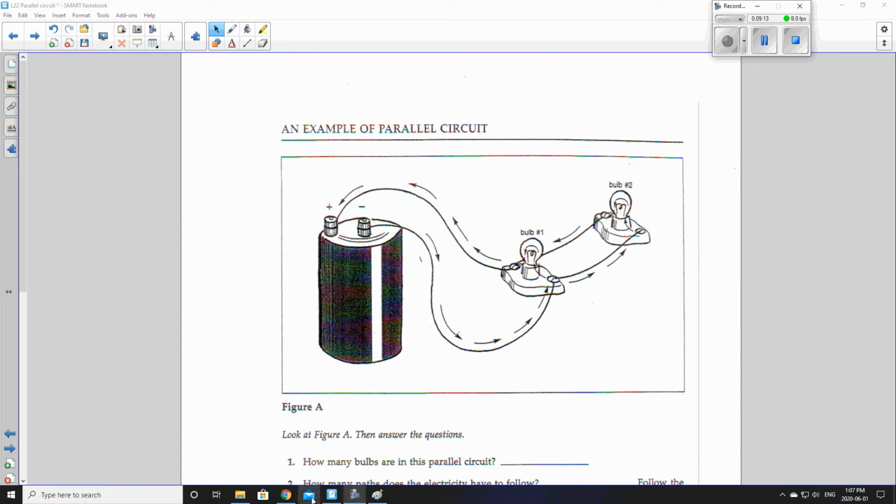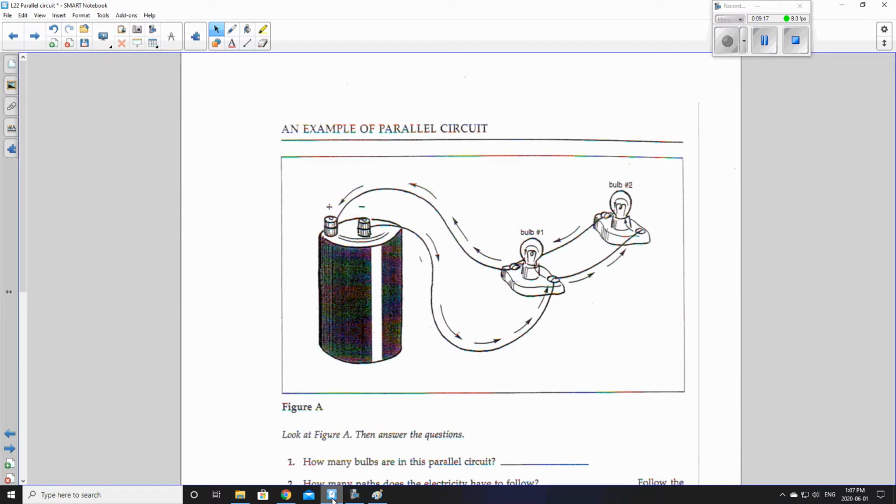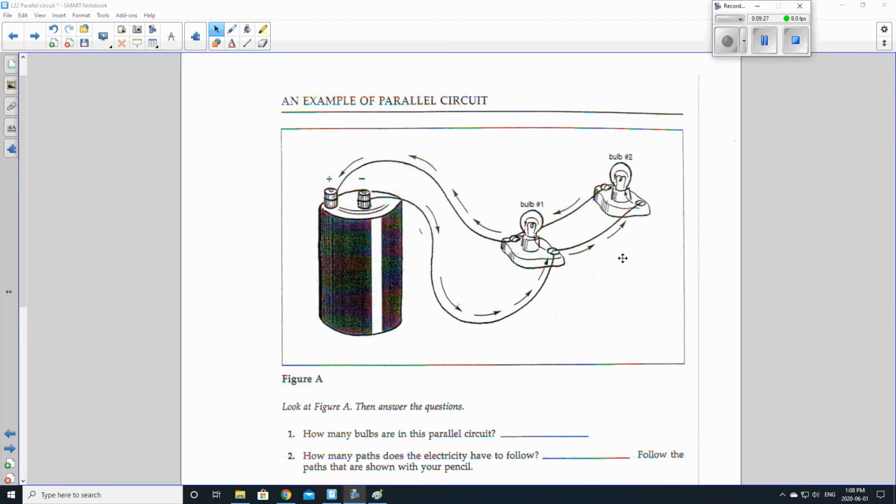I hope that you have a chance to actually try this out as well, and that it makes this paperwork easier because now you've visualized it and it makes more sense. So let's go through these examples now. Please follow along with me and take notes down on your worksheets. How many bulbs are in this parallel circuit? So there's 1 and 2.